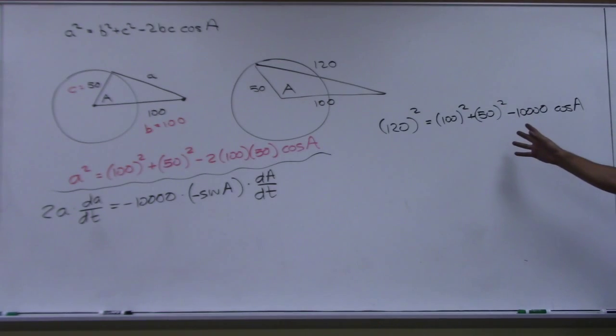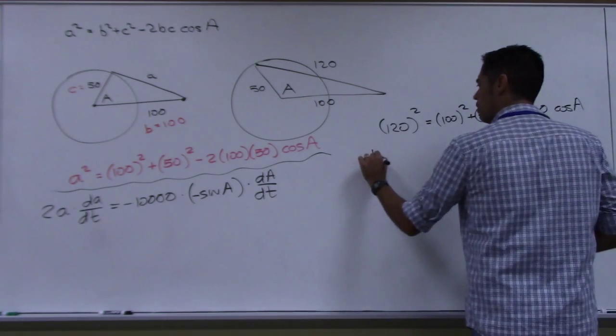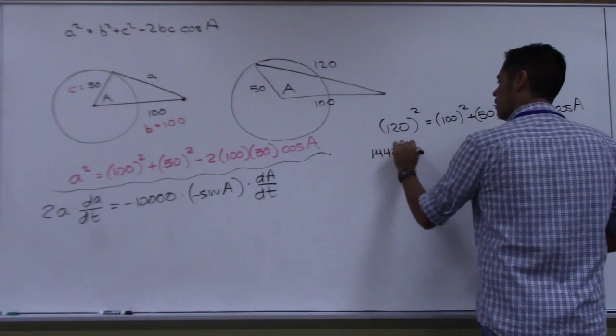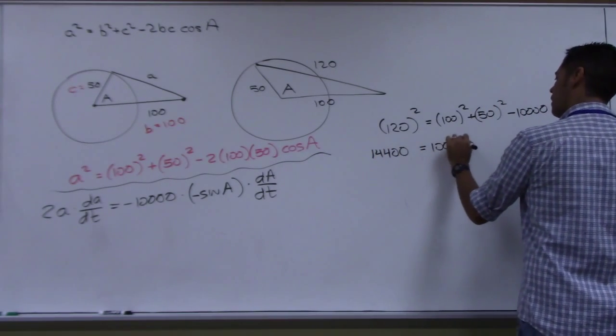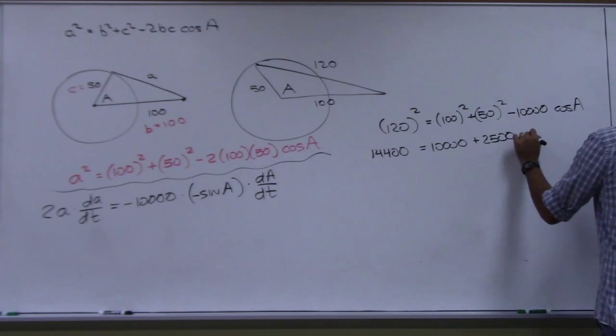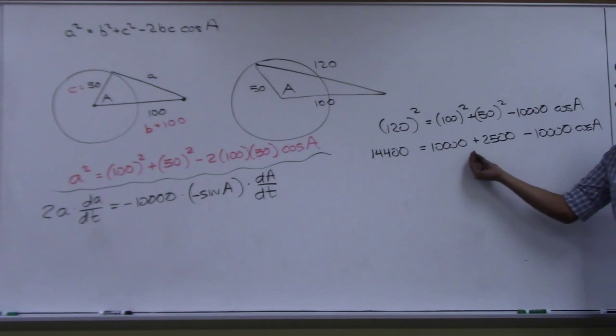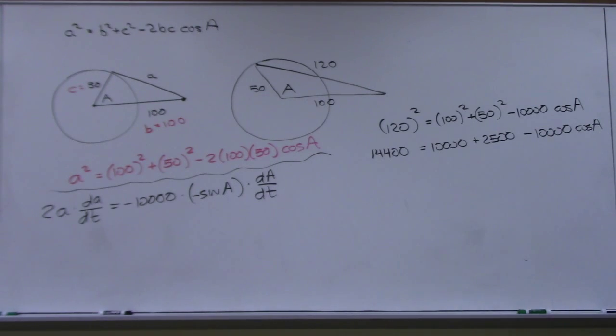All of this? No, the first side. 14,4? 10,000. And then 10,000 plus 2,500 minus 10,000 cosine A. Yeah. All right, and then you what? You put these two together first, right? And then subtract. So what does that leave you with?